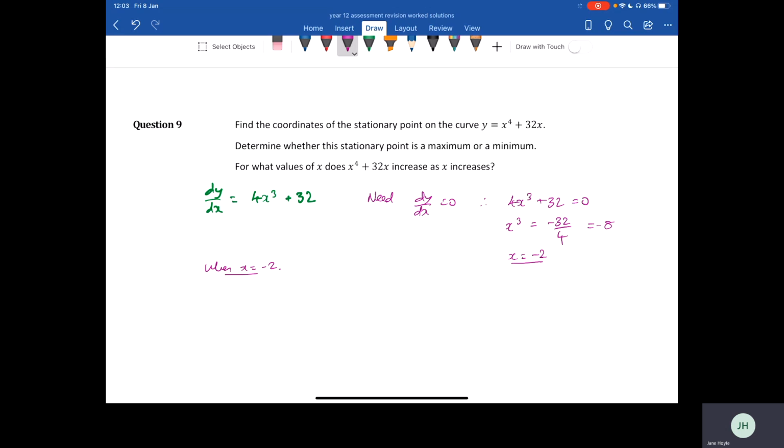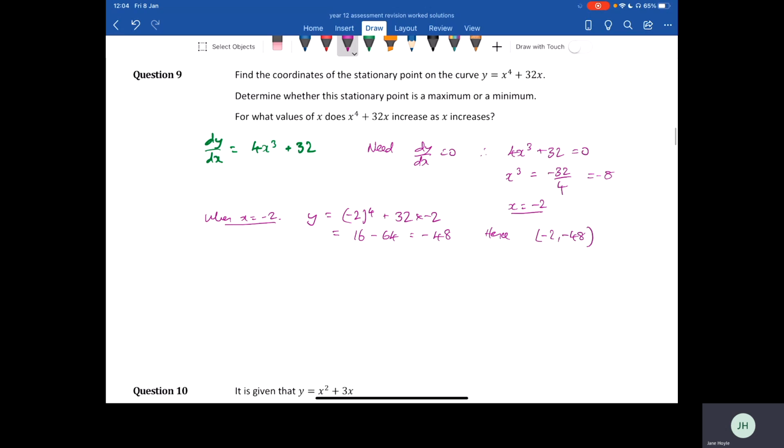When x is equal to negative 2, then y is negative 2 to the power of 4 plus 32 times by negative 2. So that's 16 minus 64, so negative 48. So hence the stationary point is negative 2, negative 48. So just a little bit awkward. We've got lots of negatives there, so just keep a watch out for what's going on when you're using those values. Moving on. Find the coordinates. Determine whether this stationary point is a max or a min.